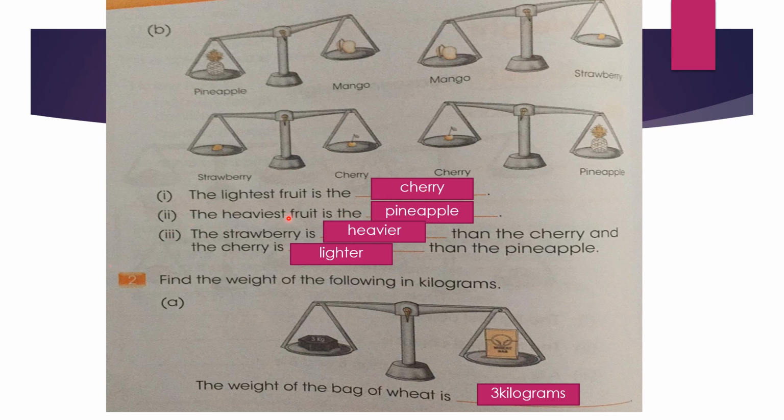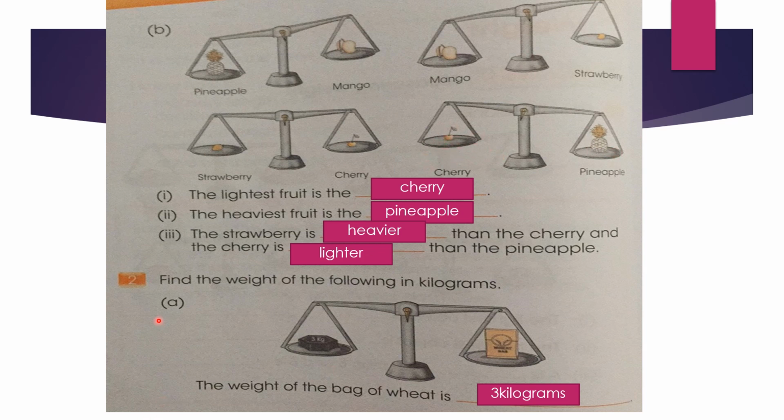And what is the heaviest? It's the pineapple. Okay, the strawberry is what? Heavier than the cherry. Where is the strawberry and cherry? This is the strawberry and this is the cherry. As we know that strawberry is bigger than cherry. Okay, so the strawberry is heavier than the cherry, and the cherry is lighter than the pineapple. Of course, this is the cherry and this is the pineapple. Of course, this one is lighter.